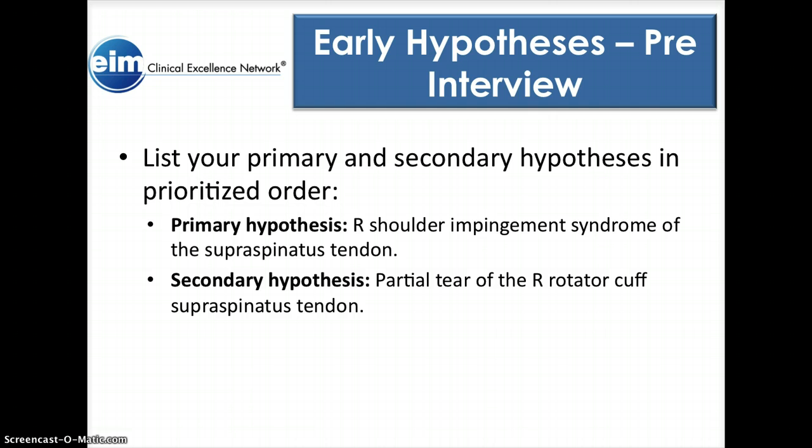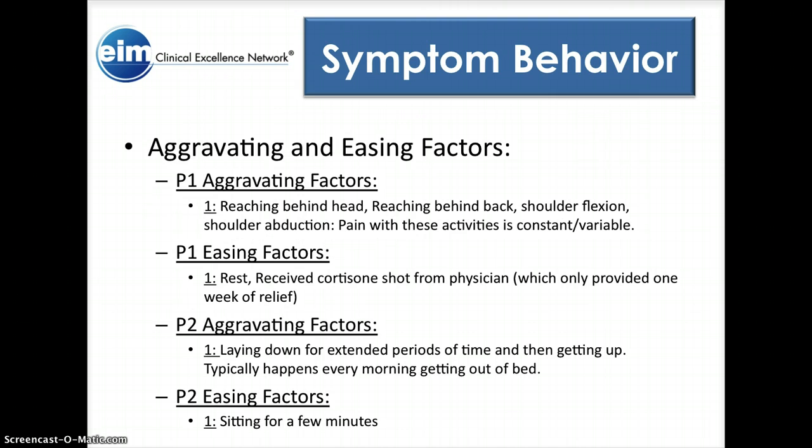So my early hypothesis at this point was a primary hypothesis of right shoulder impingement syndrome of the supraspinatus tendon, secondary hypothesis of partial tear of the rotator cuff supraspinatus tendon.